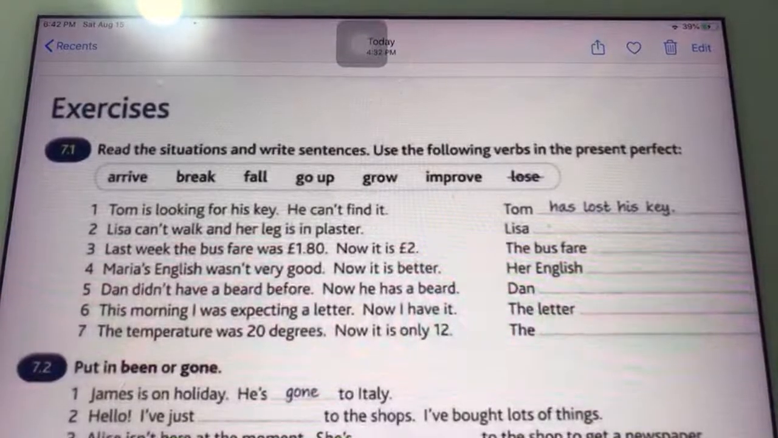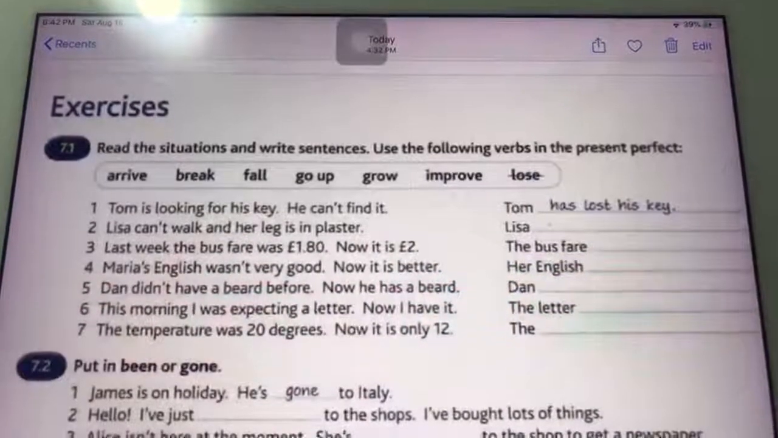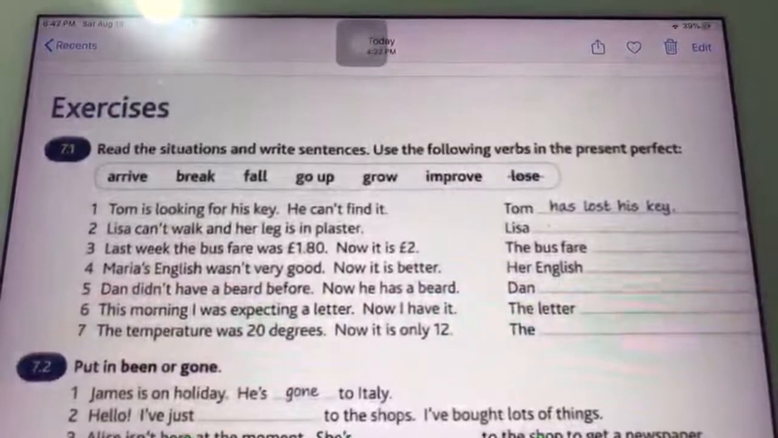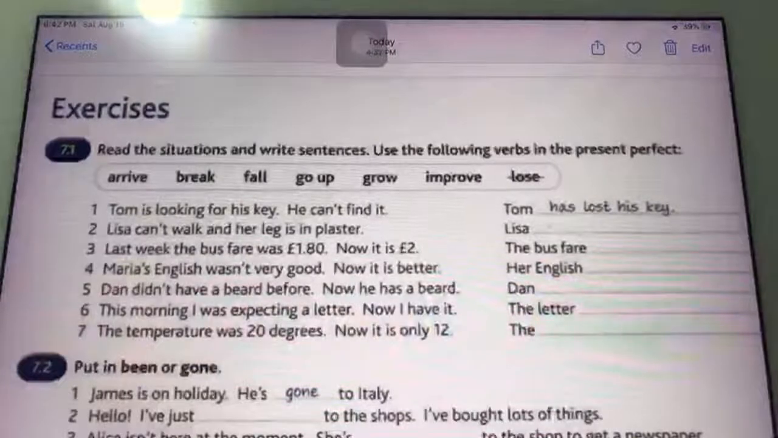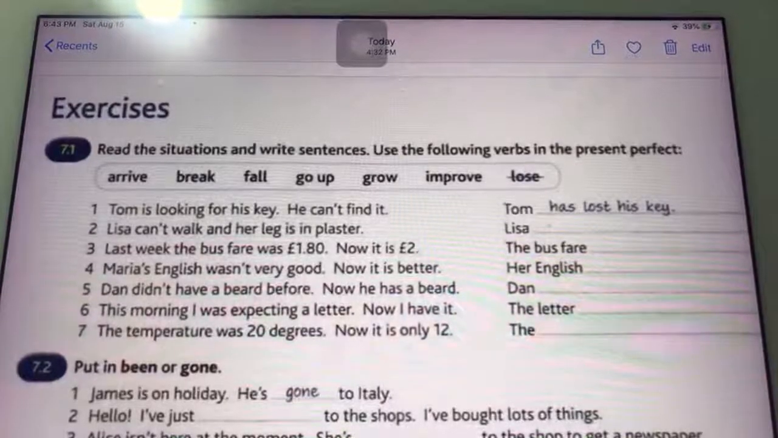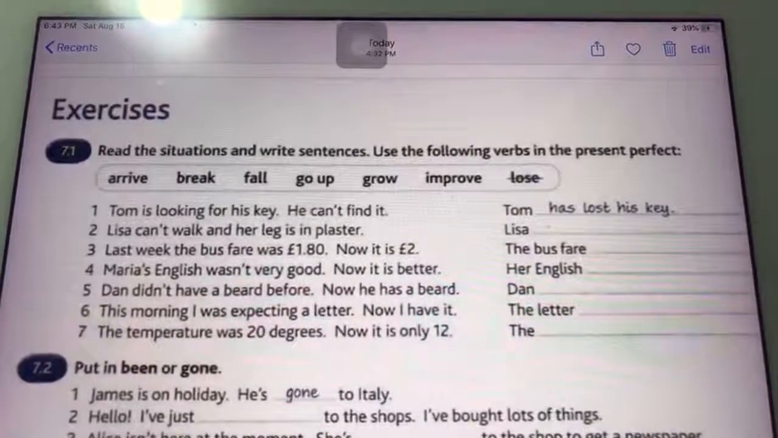So we have here, read the situations and write sentences. Use the following verbs in the present perfect. So you have here, arrive, break, fall, go, lose. Okay, are there words here that you don't understand? Arrive, break, fall, go up, grow, improve, lose. Do you understand all the words? Okay, good. Now look at number 1.